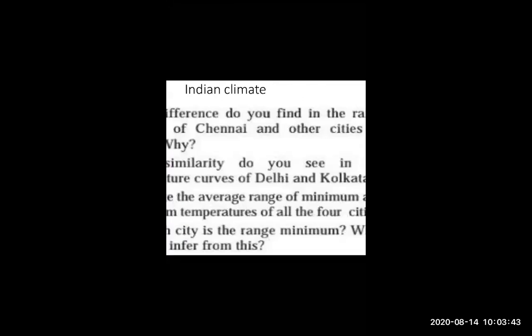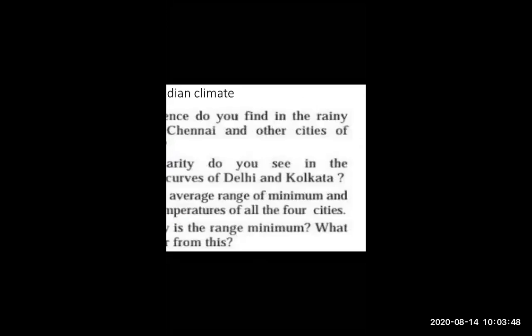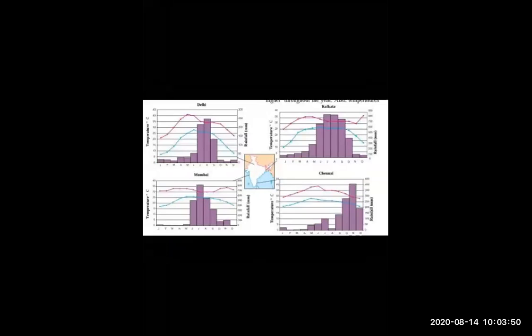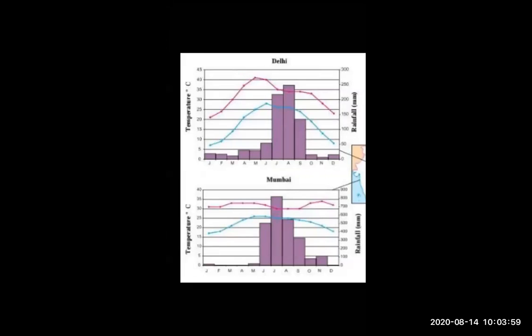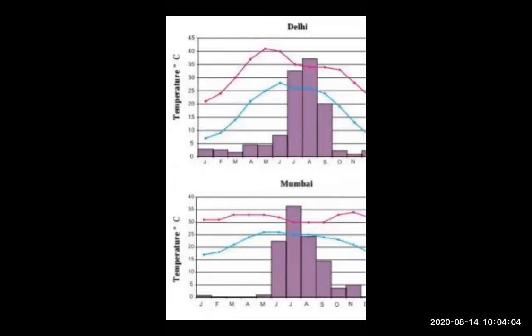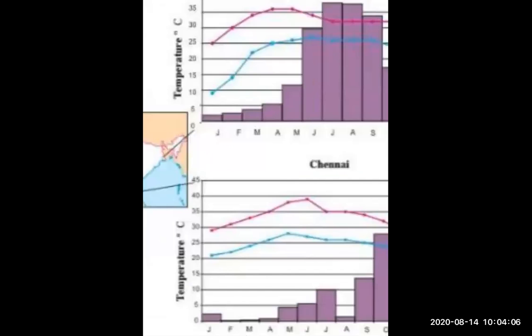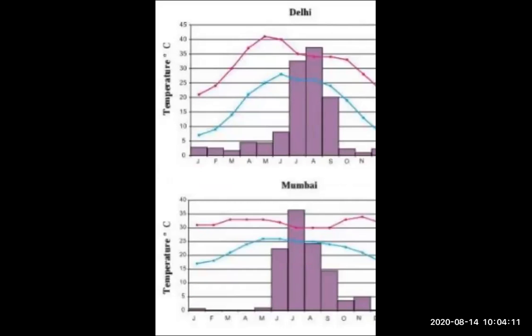Calculate the average range of minimum and maximum temperature of all the 4 cities. You saw that there are 4 cities over there: Delhi, Kolkata, Mumbai and Chennai. So what is it asking you? Minimum and maximum temperature. So this is the minimum temperature. Okay, just wait students. This is the minimum temperature. This is the maximum temperature.